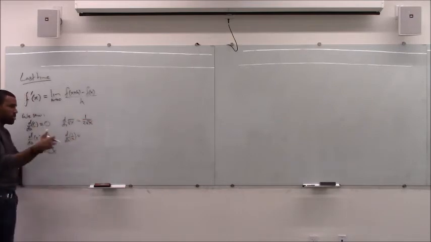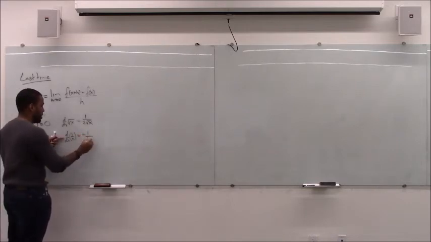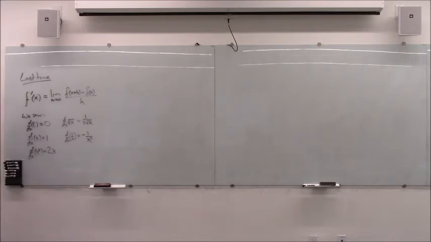That one we had to multiply and divide by the conjugate to figure it out. This one? Negative 1 over x squared. That one we had to multiply and divide by the LCD to figure it out. But we figured all this out using this definition.